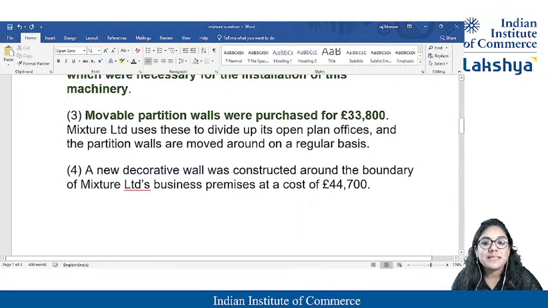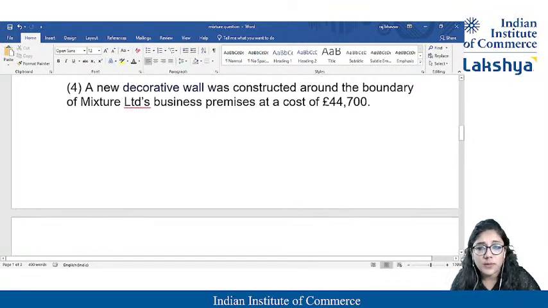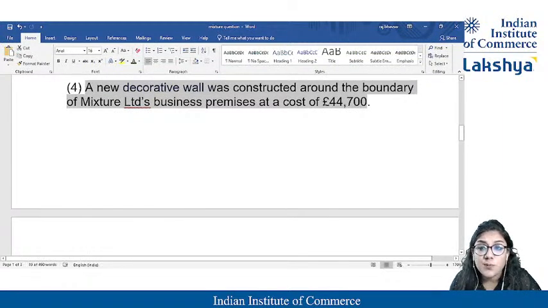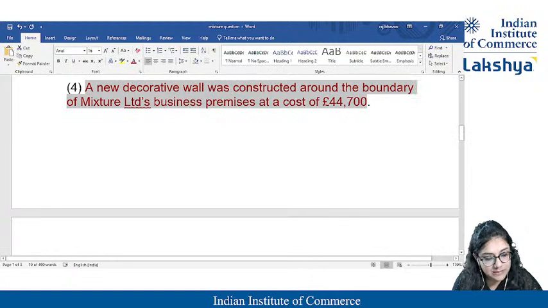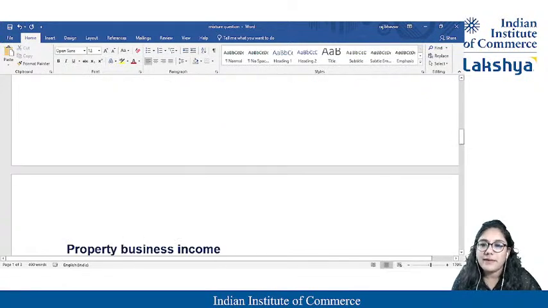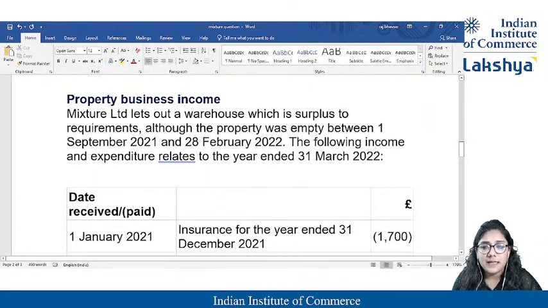Mixture Limited then uses partitions to divide the offices and make this. A new decorative wall was constructed, guys. Ma'am, if the wall is constructed, what is it? Okay, then I can make it as a situation. Cool, so we have constructed it, fine. Now what have they asked us?